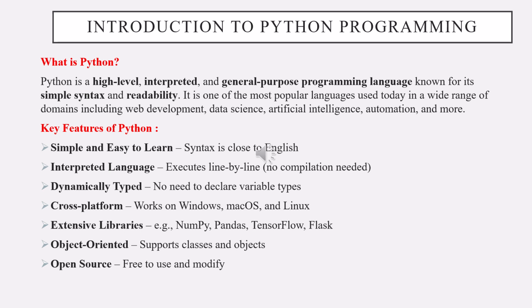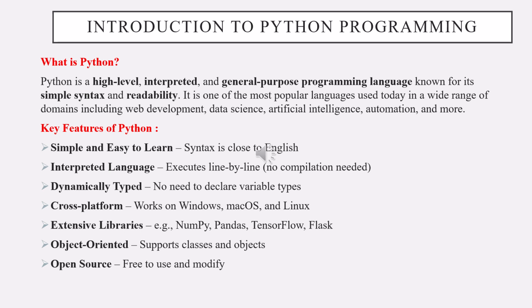So what are the key features of Python? Simple and easy to learn, so the syntax is close to English. Interpreted language is nothing but line by line, which I already told. For example, line by line execution means you can write the example of hello world. You can type print hello world, and that is the output of hello world. So that is a simple way you can read and write the program. That relates to the interpreted language.